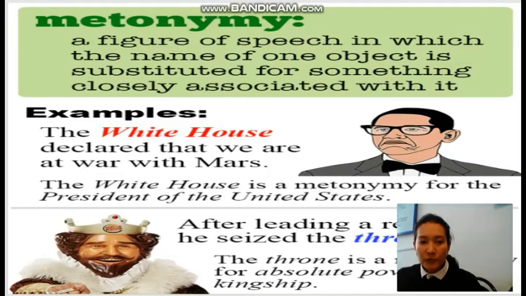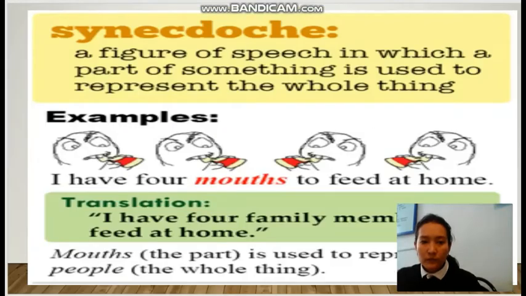The next figure is synecdoche, a figure of speech in which a part of something is used to represent the whole thing. For example, "I have 4 mouths to feed at home." It means I have 4 family members to feed at home. Using the figure of speech synecdoche, the part, mouths, is used to represent the people of the family, so as to represent the whole thing.